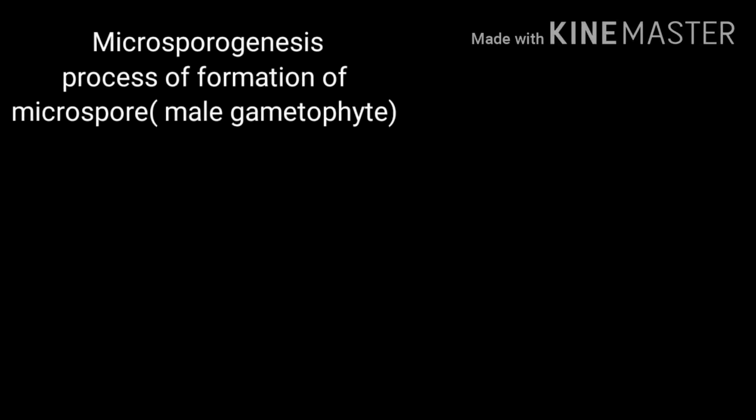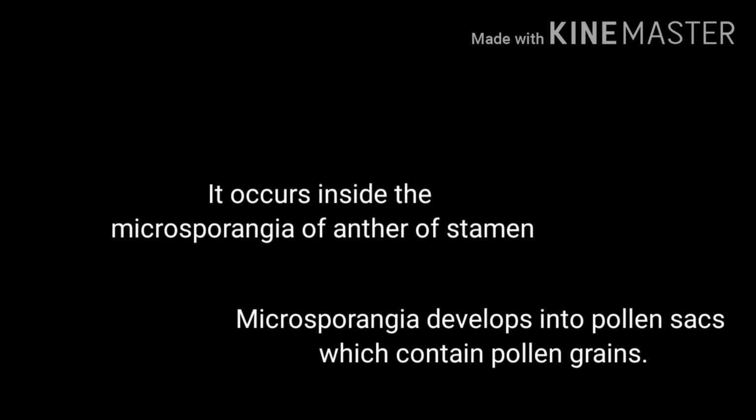Microsporogenesis is the process of formation of microspore, that is the male gametophyte, and we know that this microspore is going to develop inside the anther. In the previous video we have already learned that the anther is generally bilobed and contains 4 thecas, 4 microsporangia, inside which sporogenous cells are present.